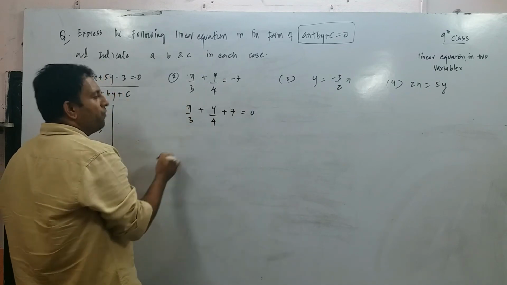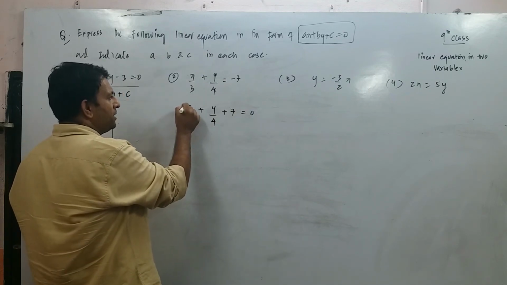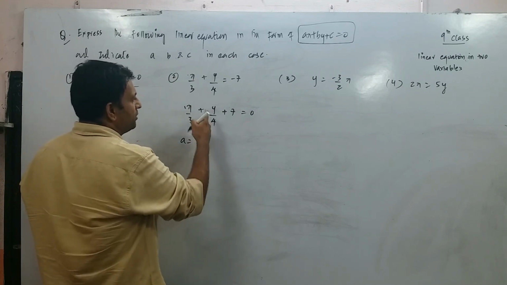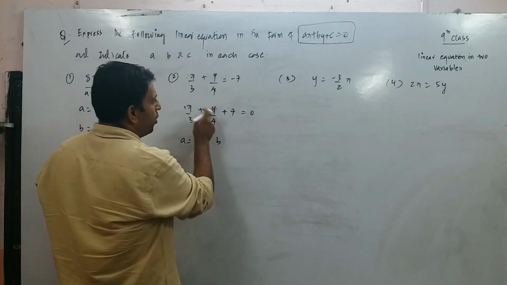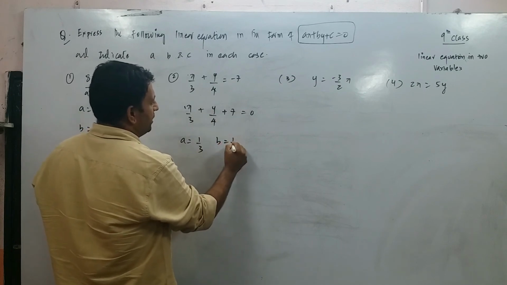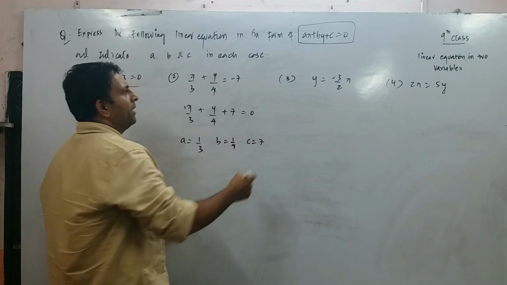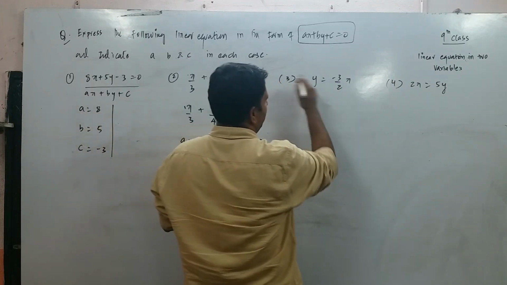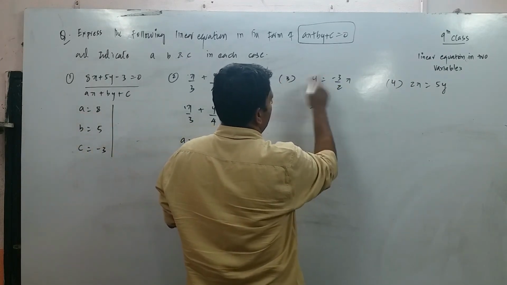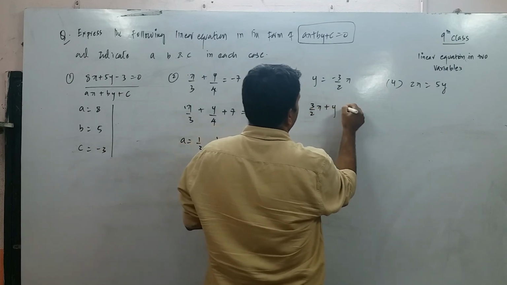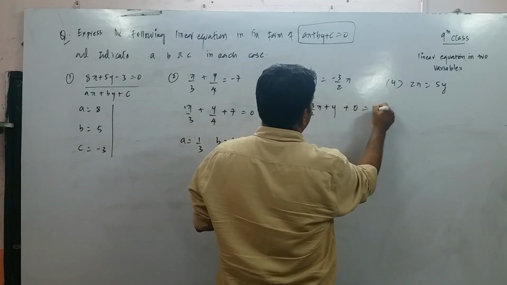Now what is the coefficient of x? Coefficient of x is 1 by 3. So a is equal to 1 by 3. What is b value? B is 1 by 4. Coefficient, right? The one which is adjacent to y. And what is c is equal to 7. Now what about this? Shift this to left side. Minus 3 by 2 will become plus 3 by 2x plus y plus nothing is equal to 0.